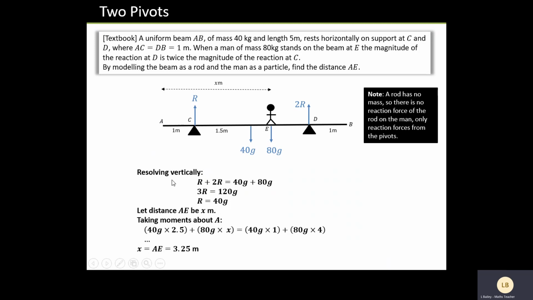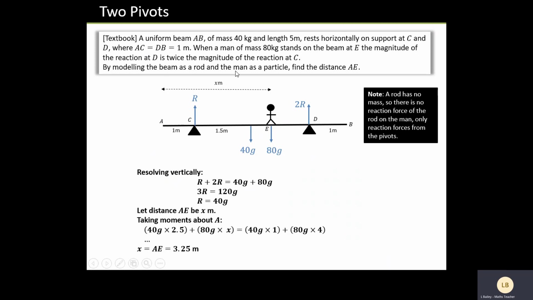what we've done here is we've resolved vertically, made sure that all the forces, everything in the text, we've included in our lovely diagram. It's absolutely essential that you include everything on your diagram. So vertically, I've got all my reaction forces going upwards. I've got the mass of the man and the mass of the beam going downwards. And I can rearrange and solve to work out what my reaction force is. It's 40G.